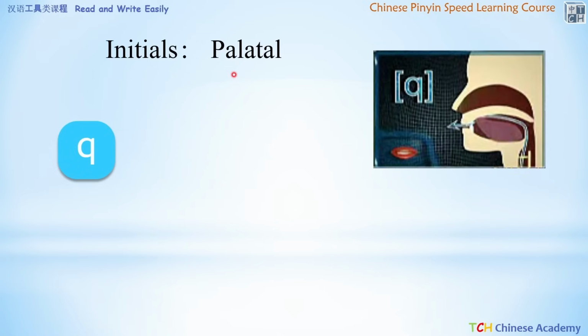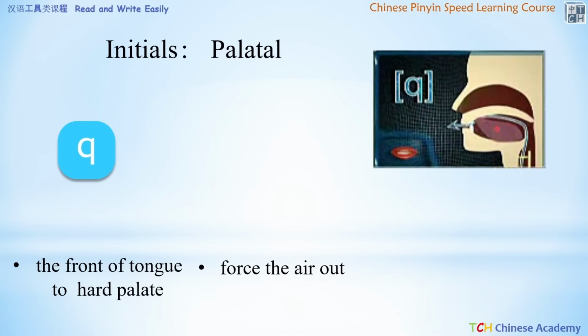The second palatal initial is Q. Just as with J, we raise the front part of the tongue to the hard palate and then press the tip of the tongue to the back of the lower teeth. But this time, force the air out. This sound is aspirated, just as in the English word chair.